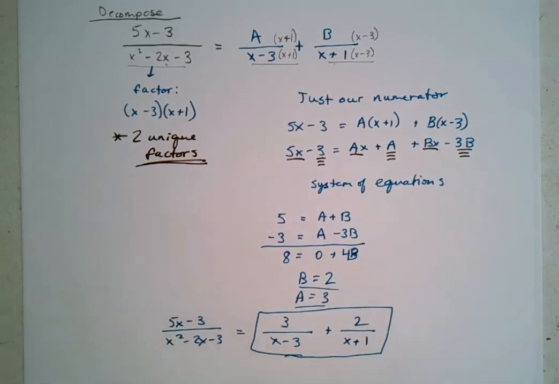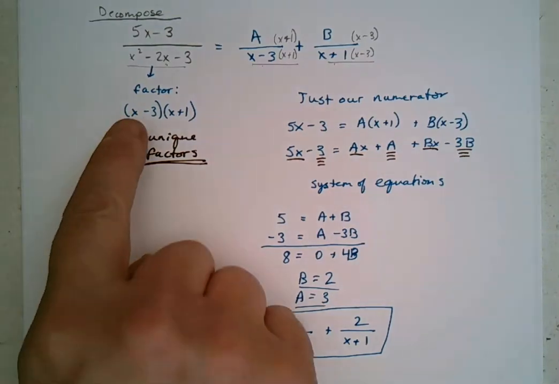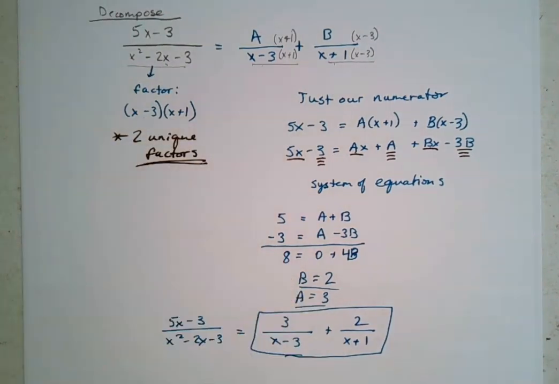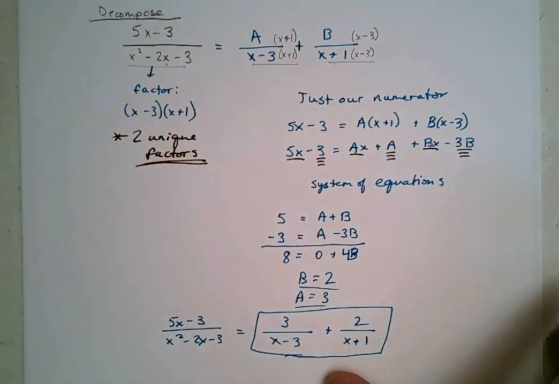And this is going to be the same every time that you have a rational function with non-repeating unique linear factors. Okay? So these are unique factors. They're not repeating, and they're both linear. So let's try another one. Next scenario.